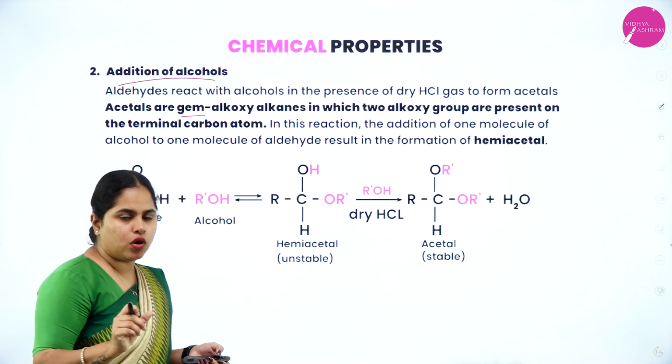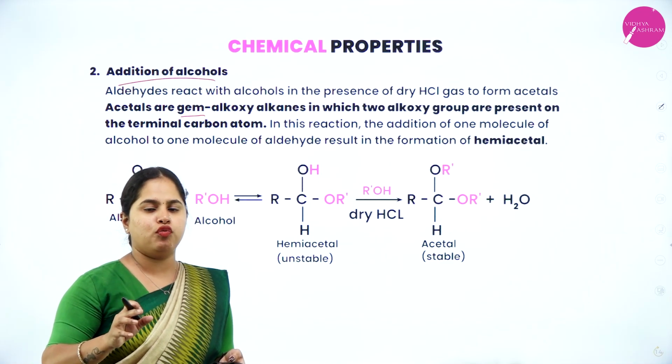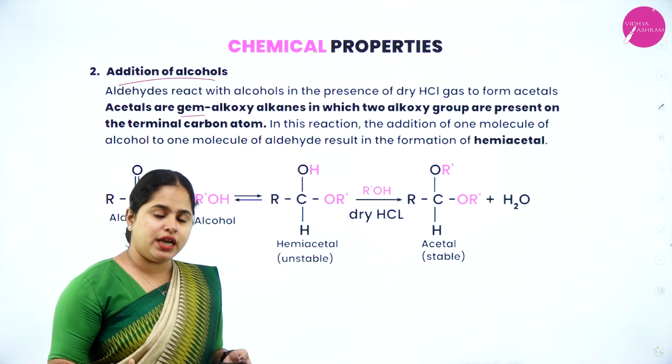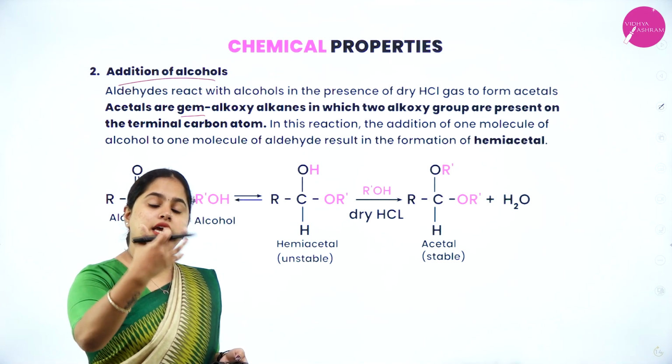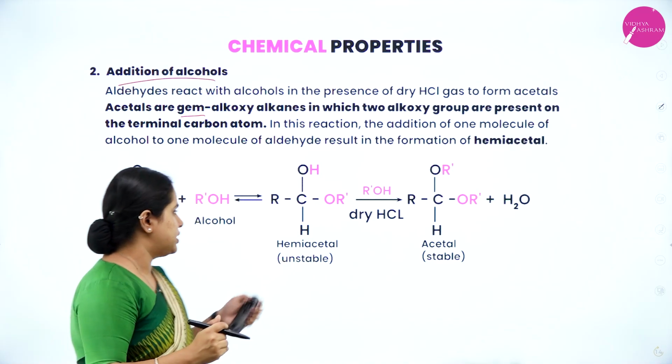hemiacetal. So first what is going to happen is, to the aldehyde or ketone, we are going to add one molecule of alcohol which forms a product which is called hemiacetal. To the hemiacetal, we are going to add again one more molecule of alcohol wherein we'll get acetal. So let's see the reaction.